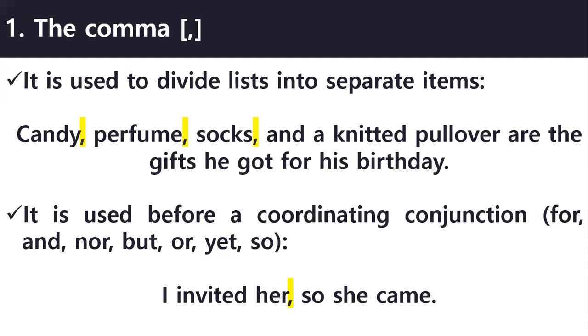Second, it is used before a coordinating conjunction. For, and, nor, but, or, yet, so. I invited her, comma, so she came.